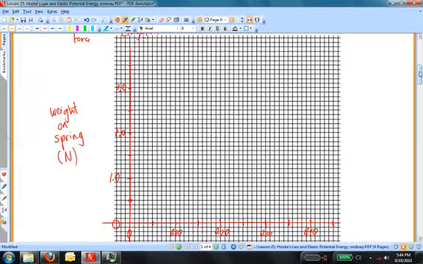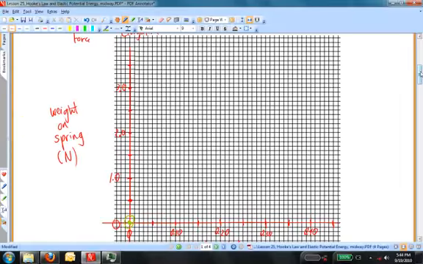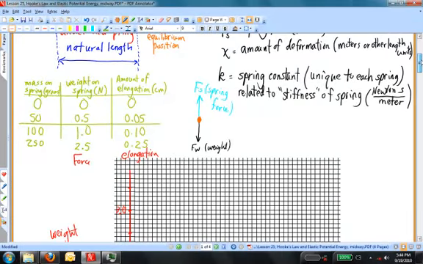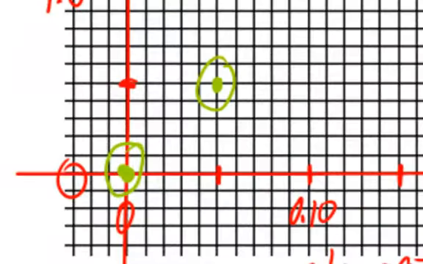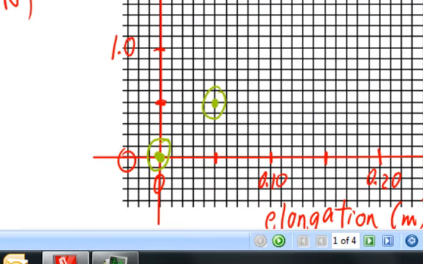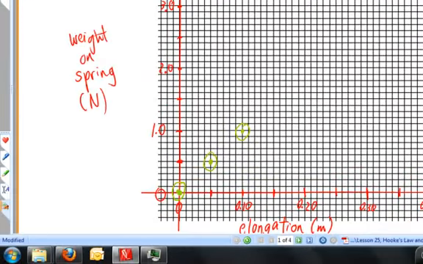We have that when there is zero force on the spring, zero weight, there is zero elongation. Let me plot that data point. I also know that when there is 0.5 newtons acting on the spring, there's an elongation of 0.05 meters. Let me put that on my graph. When there's 1 newton acting, then there's an elongation of 0.1 meters. And likewise, when there is a force of 2.5 newtons acting, then there's an elongation of 0.25 meters.